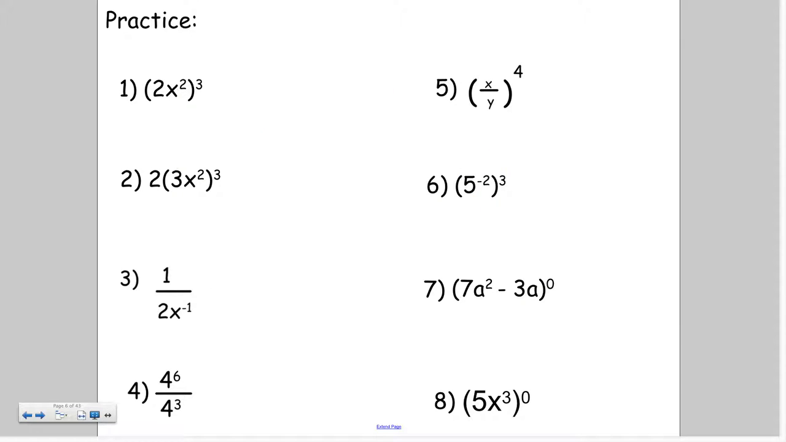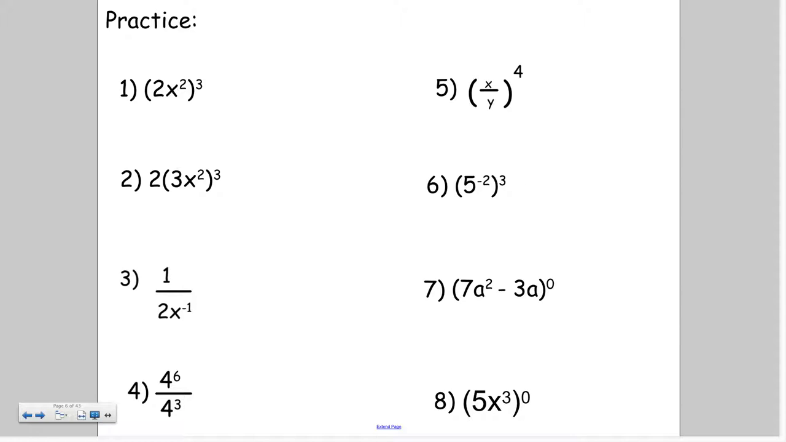All right, now here is the practice. I want you to use the notes that you've had and then pause the video. Use the notes that you've got to try to work these out. Then you can unpause and see if you've got what I got and see if it helps you at all. Okay?